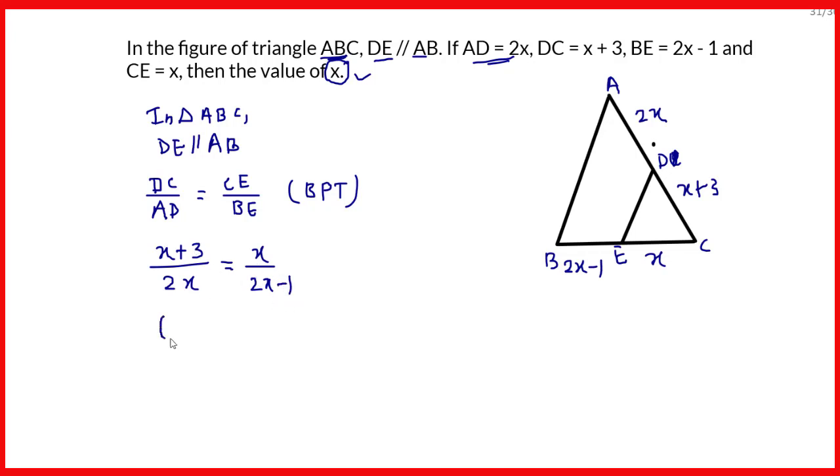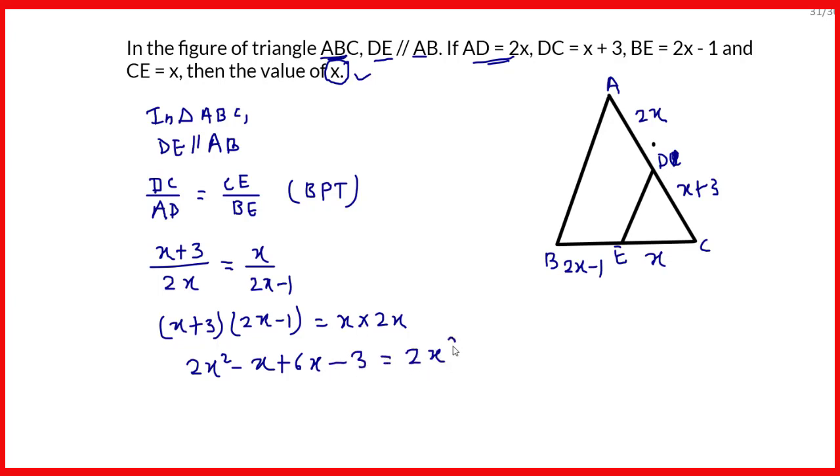Cross multiplying, you will get x plus 3 into another bracket 2x minus 1, which is equal to x into 2x. Now multiply these two brackets. After multiplying, you will get x into 2x, that is 2x square, and x into minus 1, that will be minus x. Now multiply 3 by 2x, so 3 twos are 6, plus 6x, and 3 ones are 3, so minus 3, that is equal to 2x square.